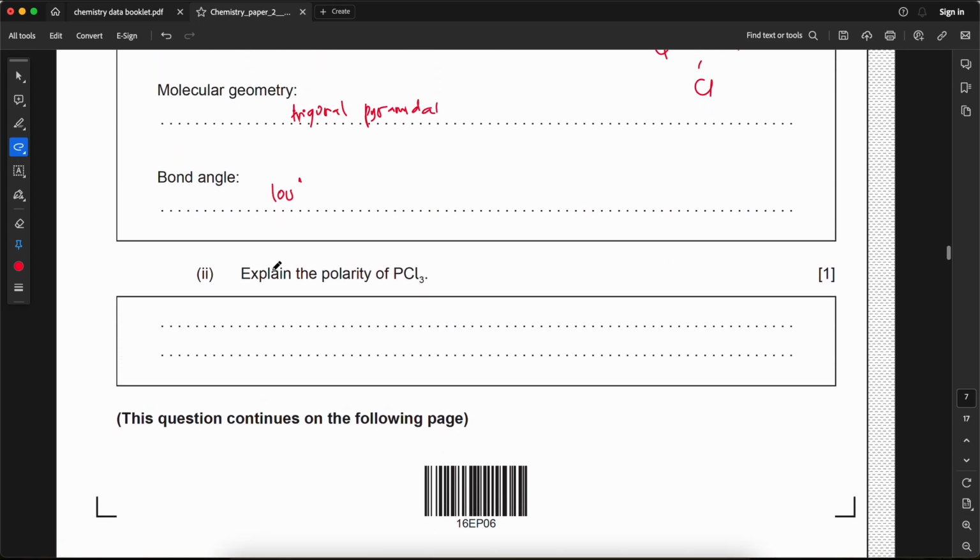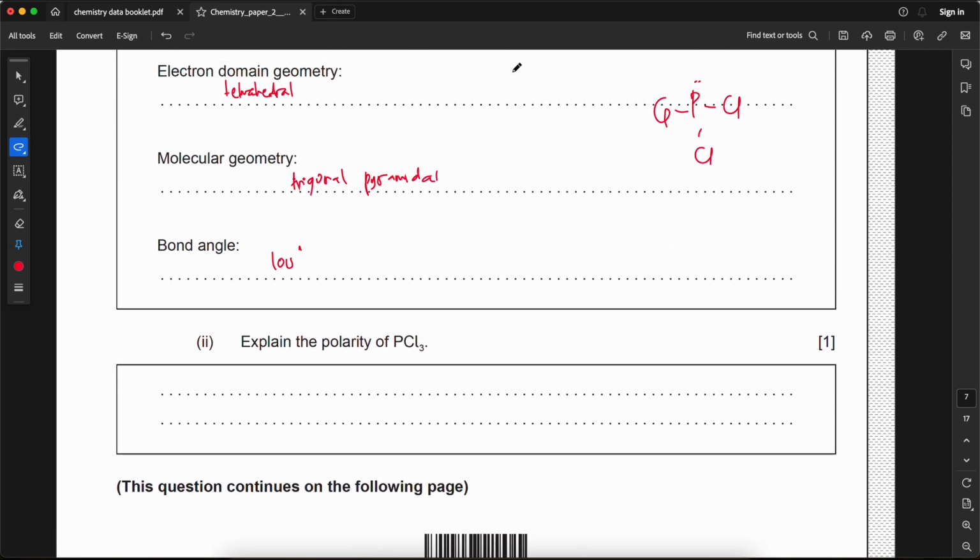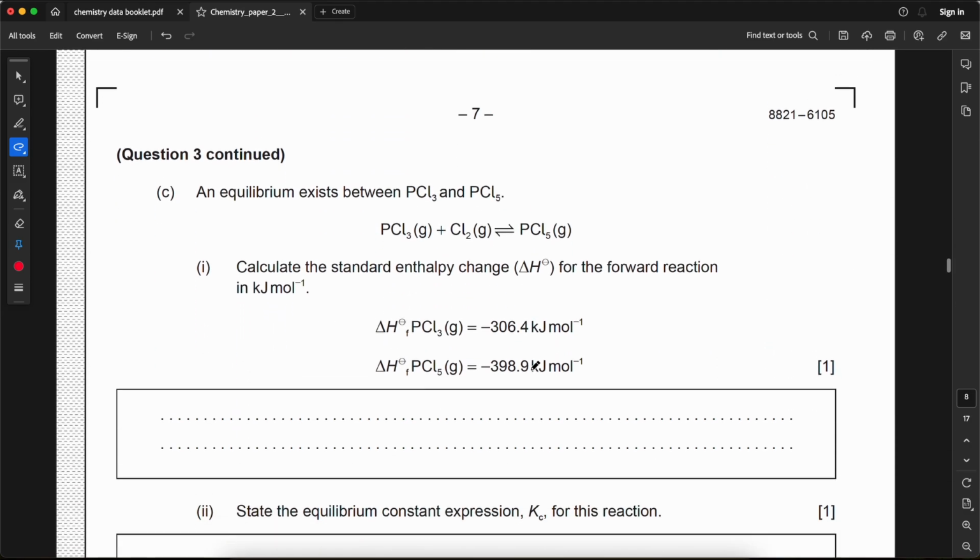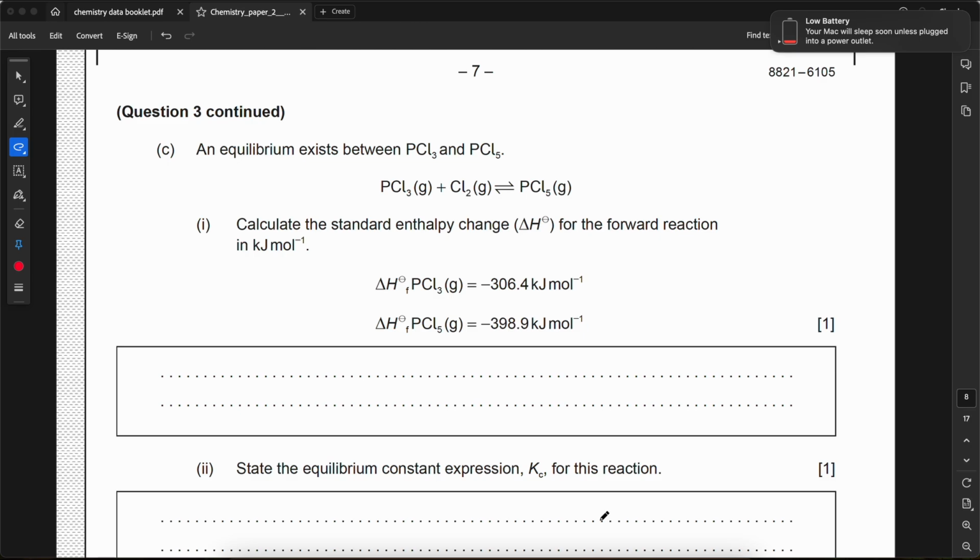Explain the polarity of PCl3. As you can see, PCl3 here has a lone pair. It means it's polar. So when it's polar and it has 1 lone pair right here, the dipoles do not cancel.